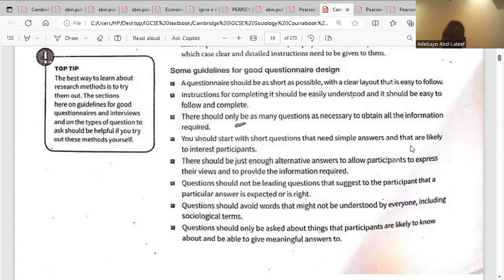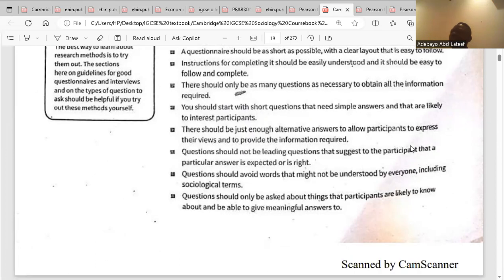Yes. The last one here, questions should only be asked about things participants are likely to know about and able to give meaningful answers to. Don't go beating around the bush. Ask them questions that you think they know about and can give meaningful answers to, because that is what you need. Do you understand? You want quality answers. So if you want quality answers, you need to know the kind of people you need to ask. That is the point there. Is it clear? Yes.